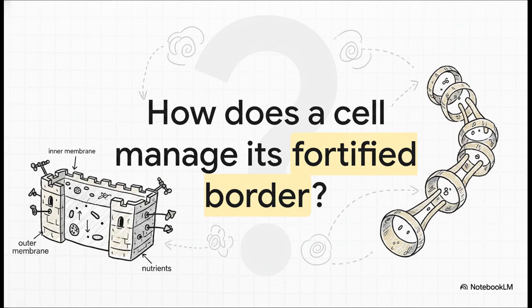So here's the central question we're tackling today. How does a single cell manage what is essentially a fortified border? I mean, picture a gram-negative bacterium. It's like a tiny fortress, right? It has not one but two walls, an inner and an outer membrane. It has to get supplies in, get products out, all while it's under constant threat. So how on earth does it manage this incredible feat of logistics?